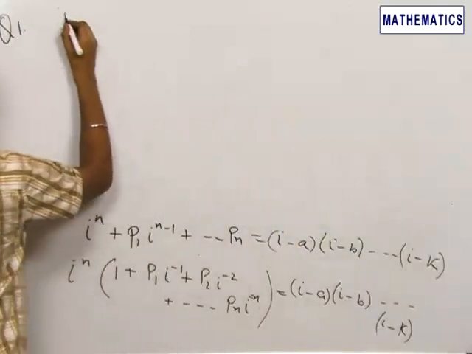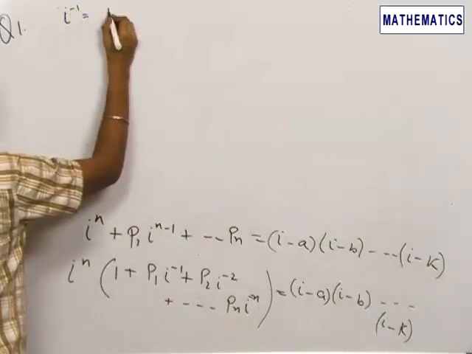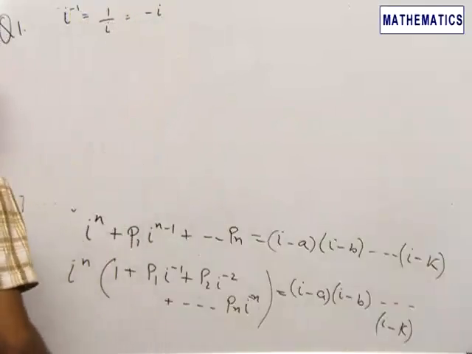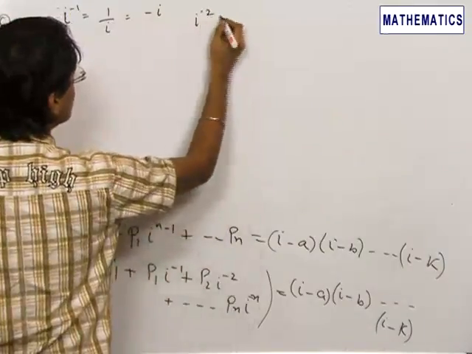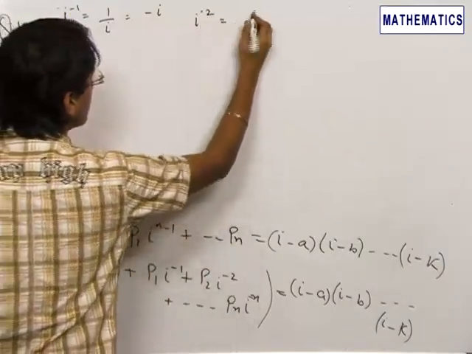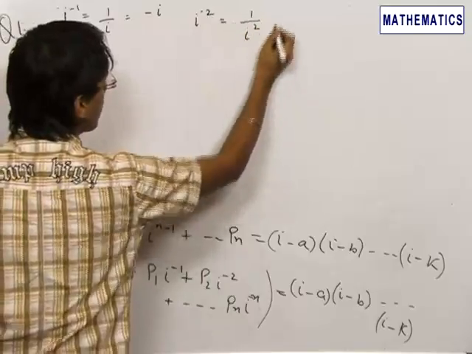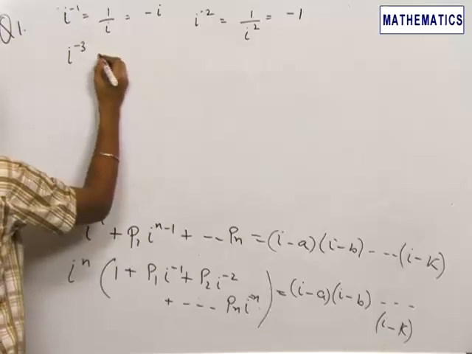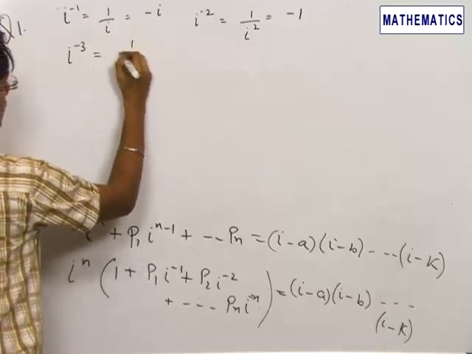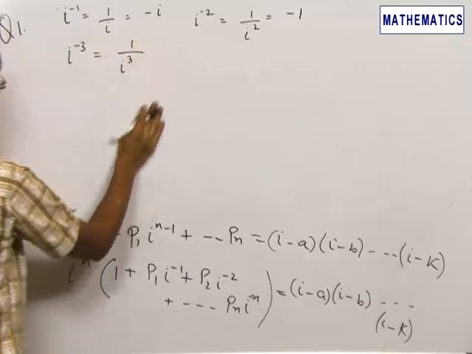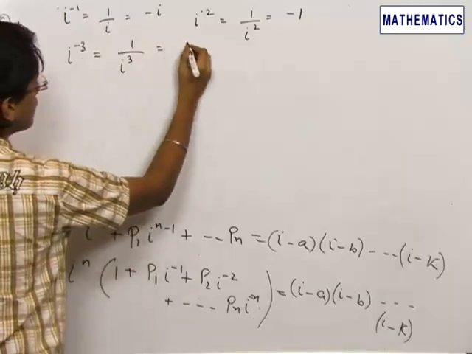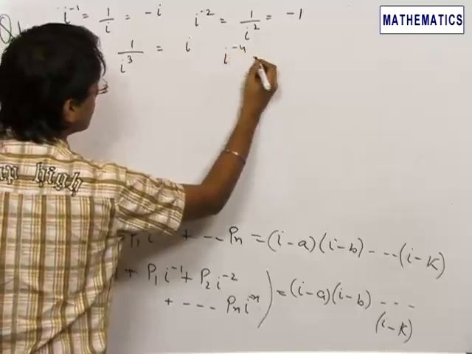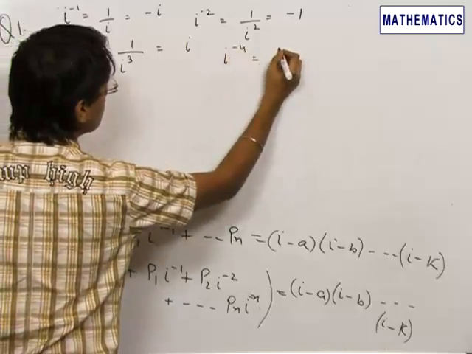Now we know that iota power minus 1 is equal to 1 upon iota is equal to minus iota. Iota power minus 2 is equal to 1 upon iota square, which is equal to minus 1. Iota power minus 3 is equal to 1 upon iota cube, which is equal to iota, and iota power minus 4 is equal to 1.